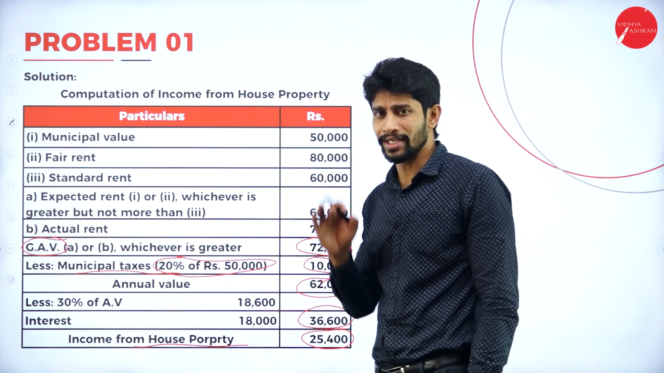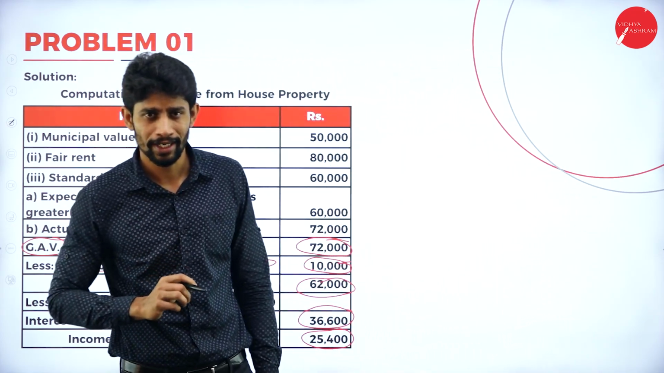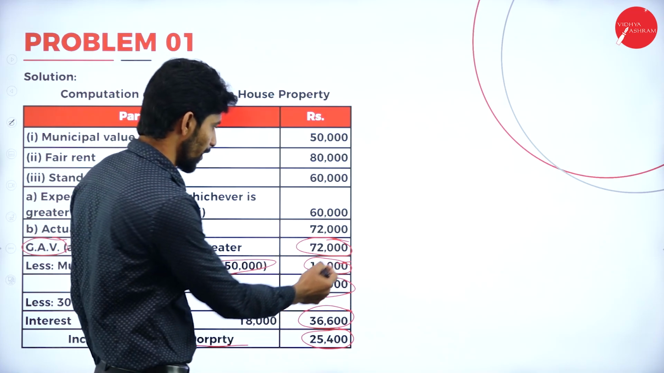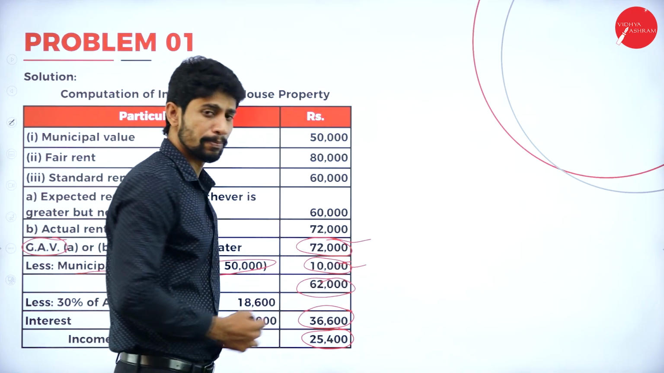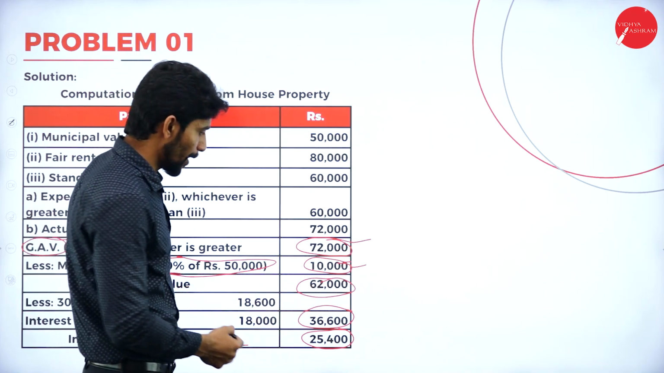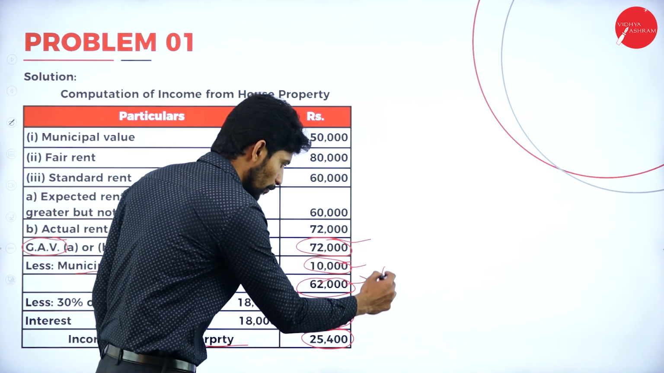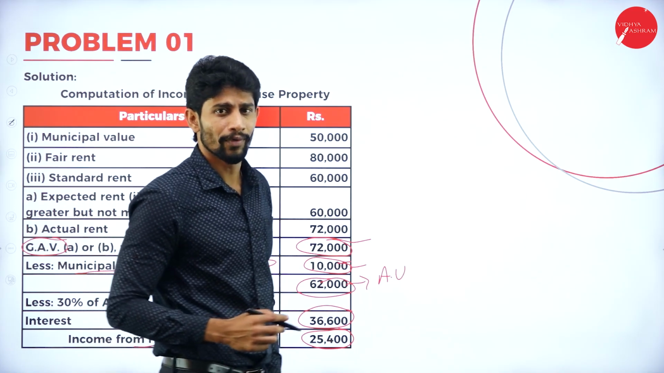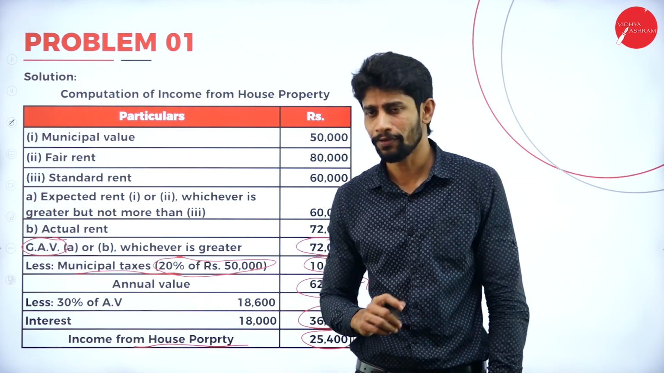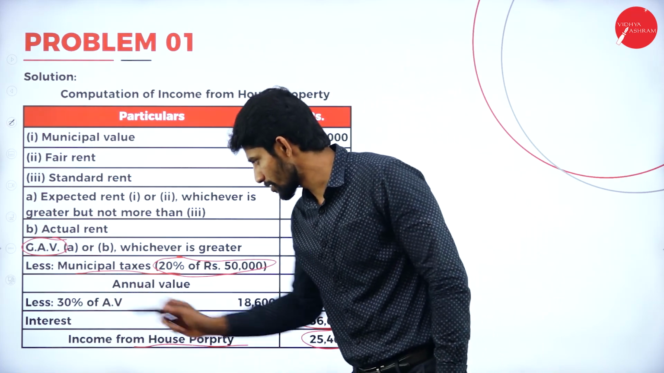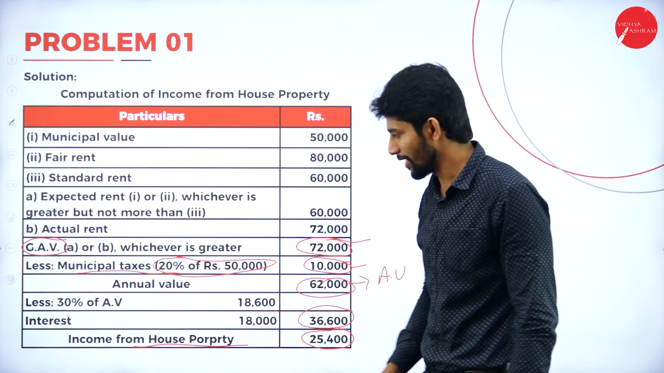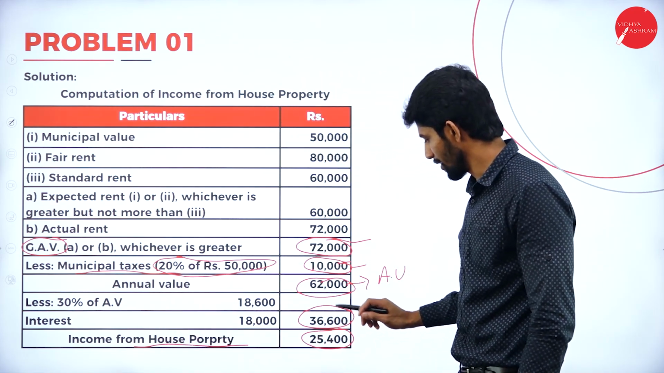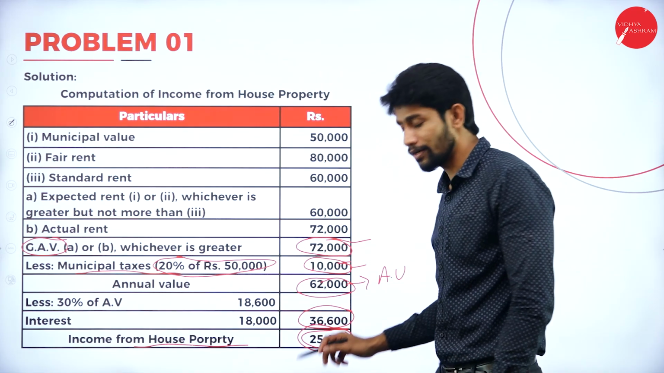The format is very simple. First find out gross annual value. From gross annual value deduct municipal tax paid by the owner. The balance you will get is called annual value. From annual value less 30% of annual value, and less interest, if any is paid. You will get the balance. That balance is going to be your income from house property.